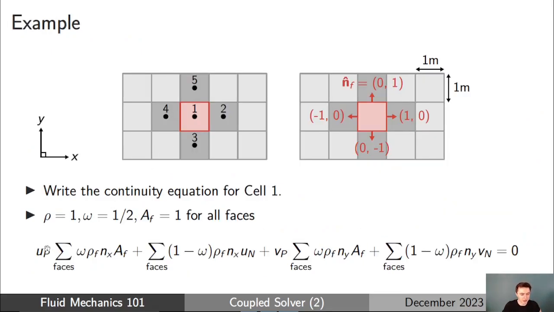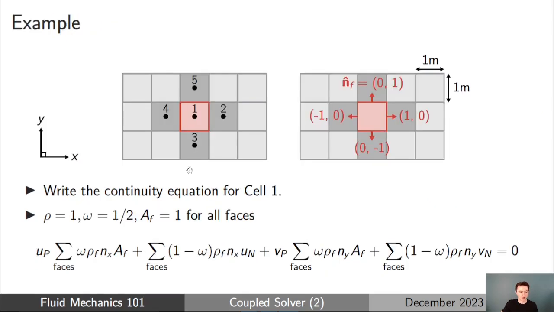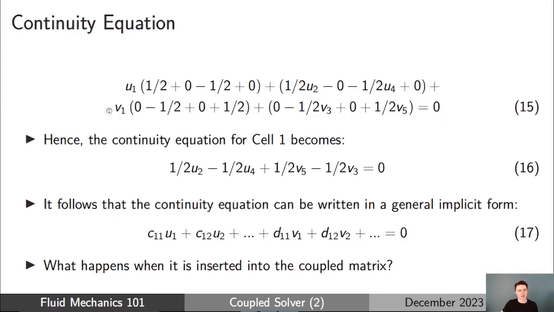But what you'll find, if we just look at this first summation, U_P, the cell we're considering, P, is cell 1, so we're going to have U1, and then in the summation, we're going to have a half on all of the faces, 1 for the density, 1 for the area, and then n_x, the x component of the unit normal vector, is 1 on the right and left faces, and it's equal to 0 on the top and bottom faces. So you can see we have a half, 0, minus a half, and 0 there, because we have the -1 for the unit normal vector. And then we can carry on and do the same thing for each of those summations. And if you run through all of the terms, you'll have equation 15 there.